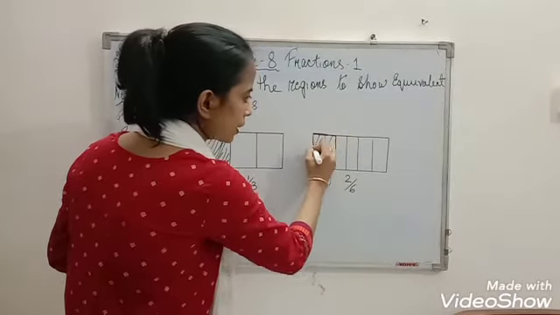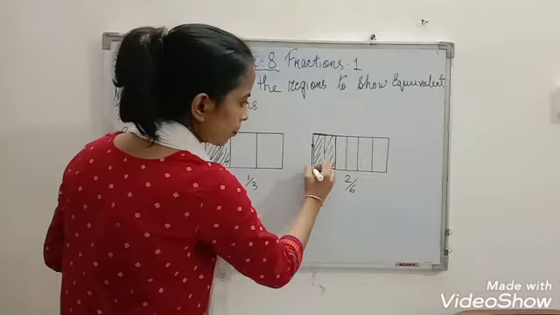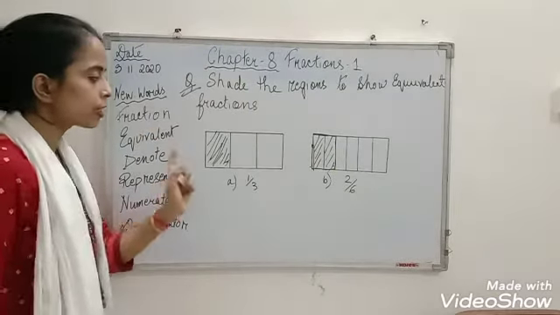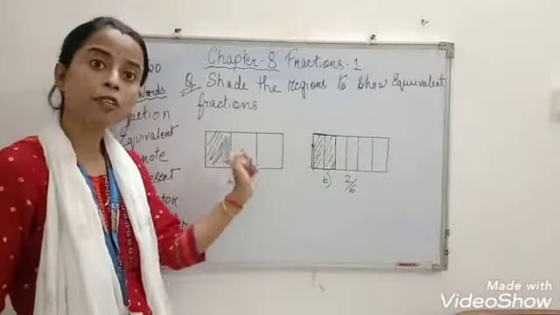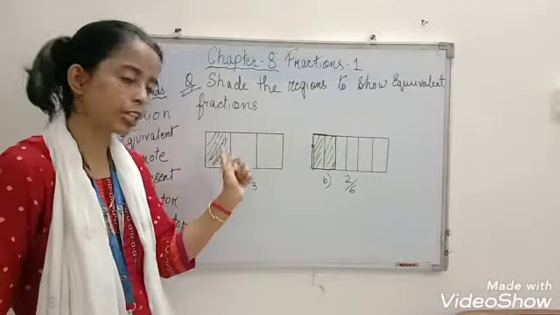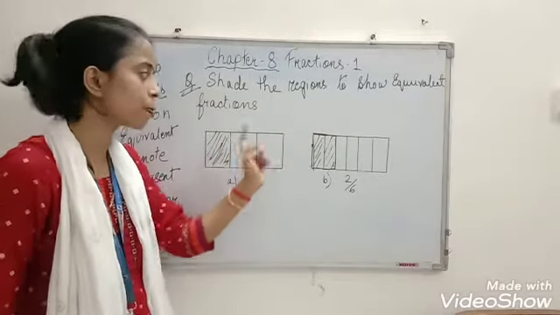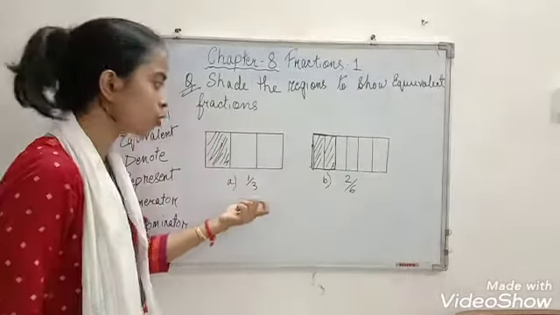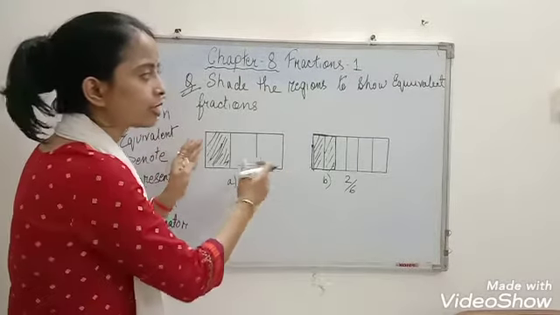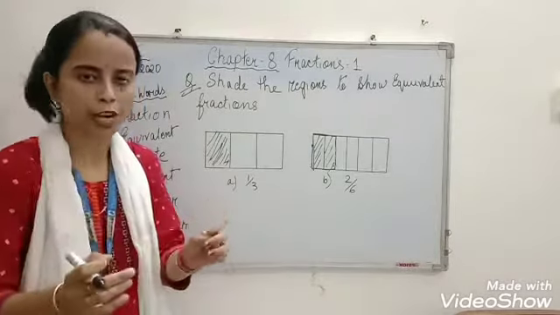Is this the same? Children? Yes, they represent the same shaded portion. That means they represent the same value, but the numerators and the denominators are different. So we can say that these two are equivalent fractions.